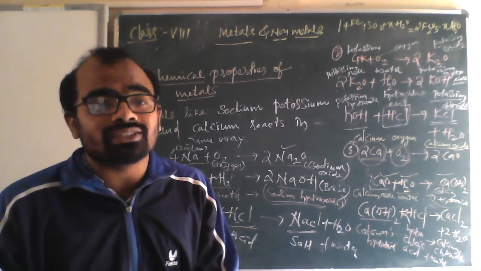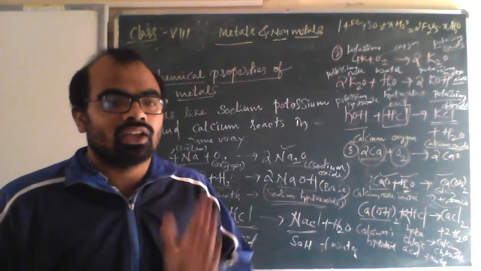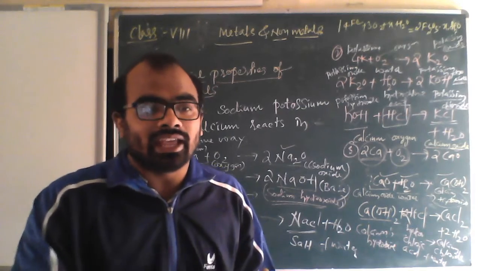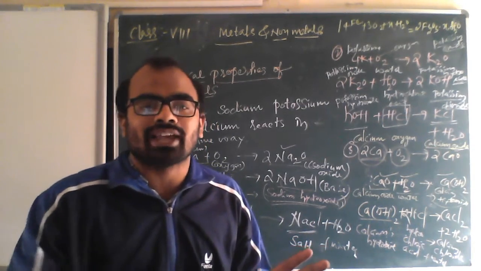So including that we call OH as hydroxide. If only O is there, it is oxide. Na2O: Na is there, O is there. Na is sodium, O is oxide. Sodium oxide. K2O: K is potassium, O is oxide. Potassium oxide.